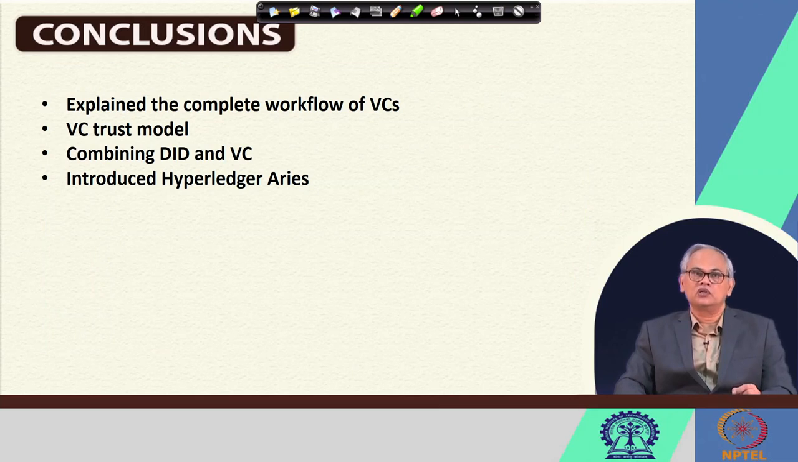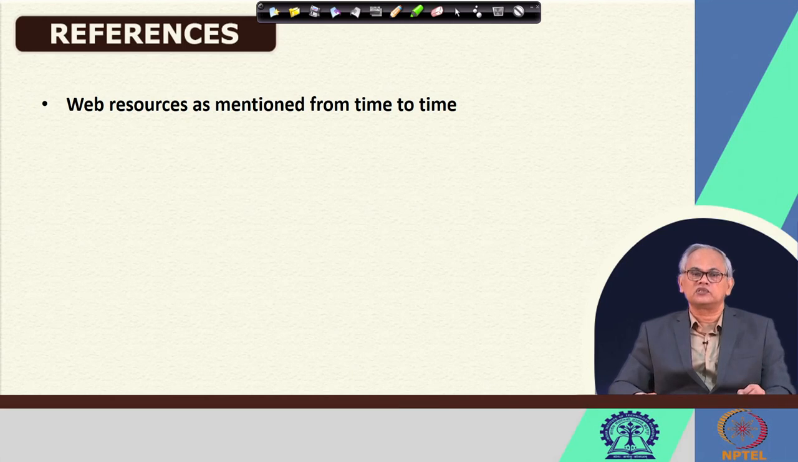To conclude today's lecture, we have explained the complete workflow of VCs, the VC trust model, what the assumptions about trust are for VCs, and how we combine DIDs with VCs, and finally, we introduced Hyperledger Aries, which can be used for actually implementing VCs. And again, the references, beyond textbooks, there are a lot of web references as mentioned from time to time, which you need to consult, and we strongly encourage you to do that.